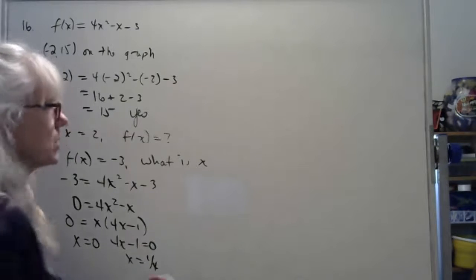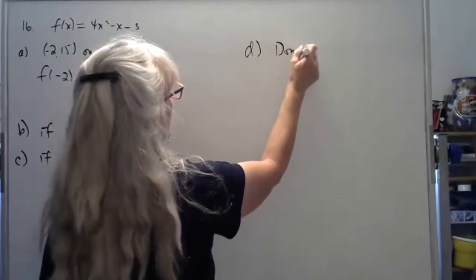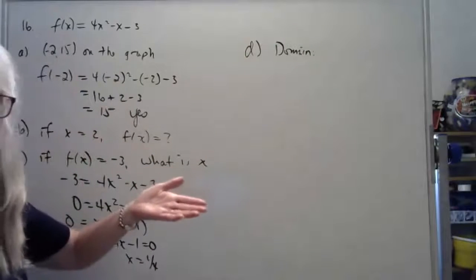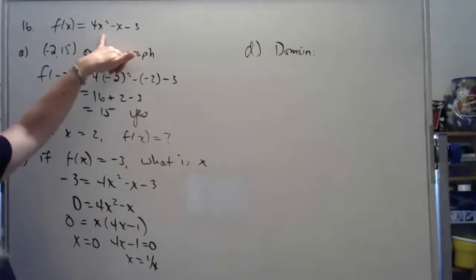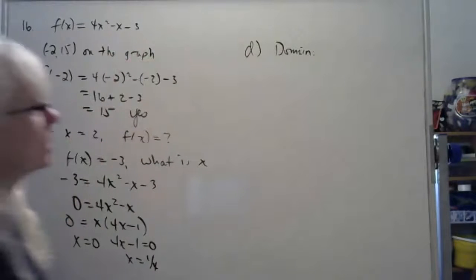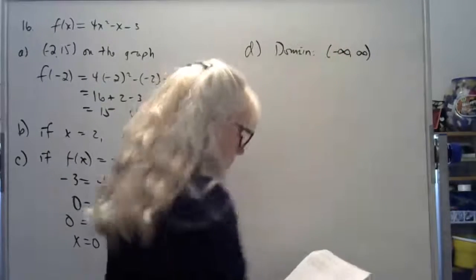Part D asks for the domain. Well, we take a look at our function. A couple of things are going on in your brain. You know that that's a parabola, and we know the domain of any parabola that we graphed would be all real numbers. So no work required.